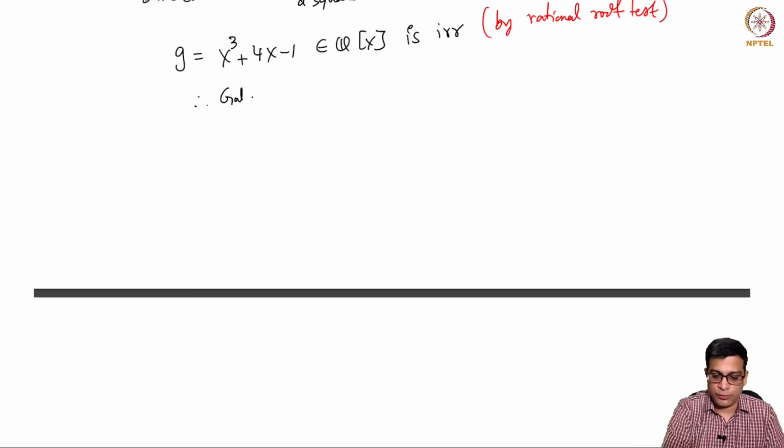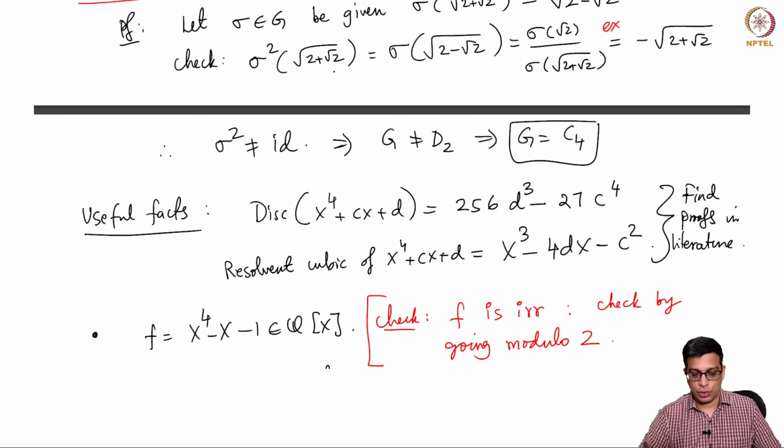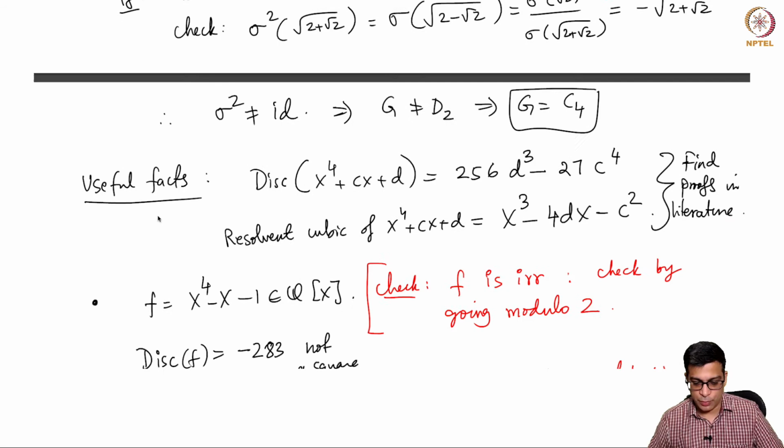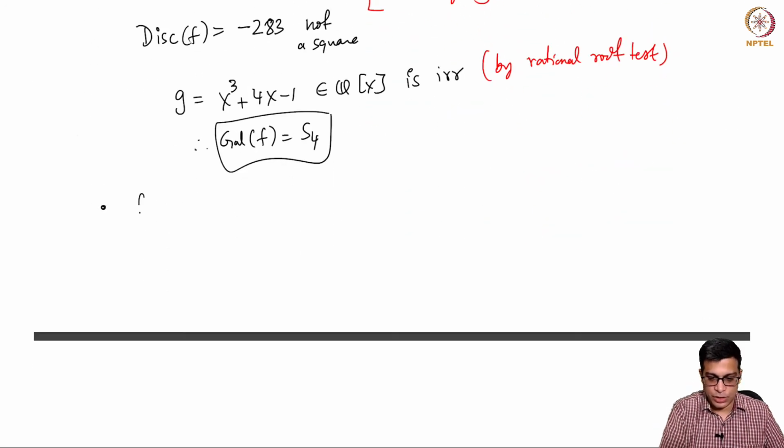So Galois group of F is S4. Okay, so I'm trying to give you examples of every group here. D2 is covered, D4, C4 are covered, S4 is covered. Now let's look at an example with A4. And this also I will sort of not explain in detail.